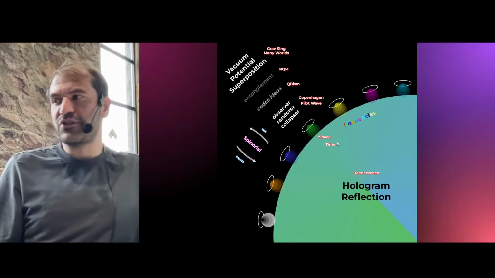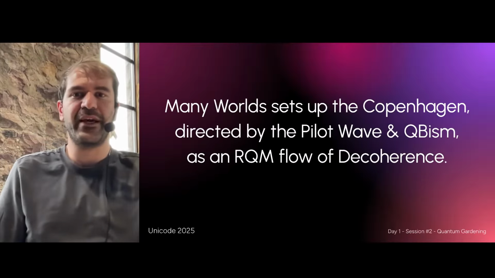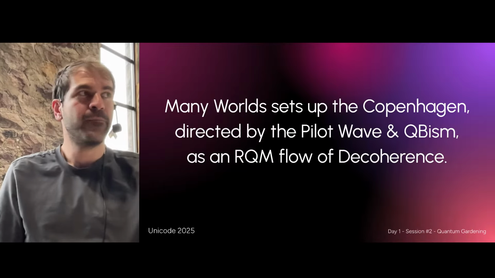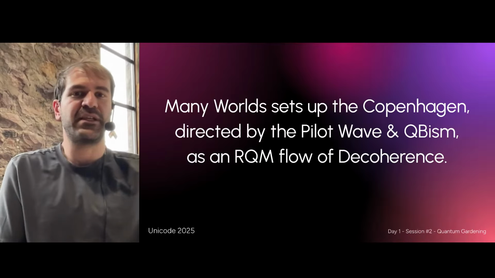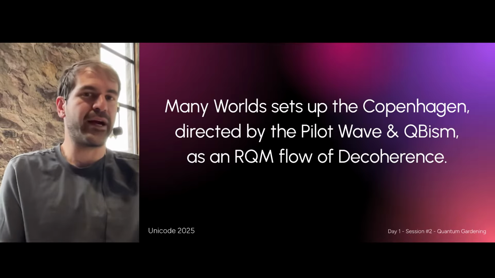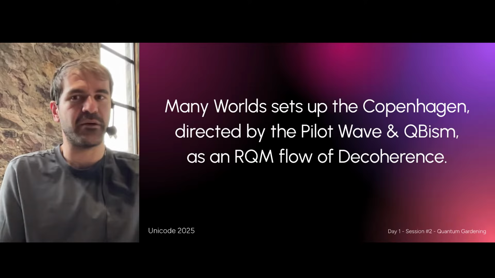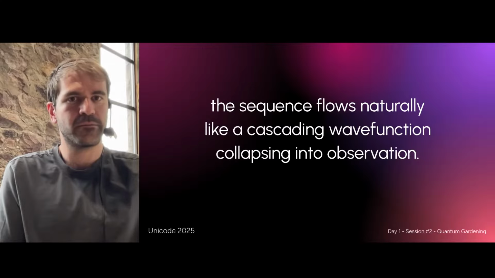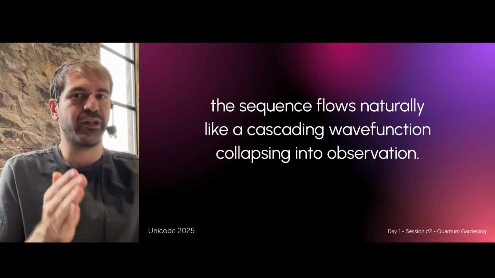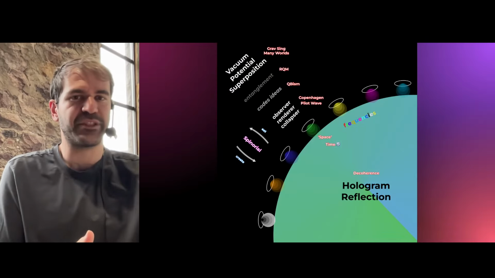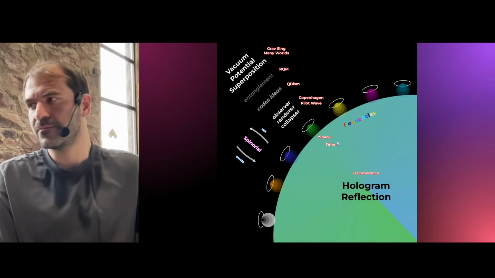So this visual should communicate this line right here. Many worlds sets up the Copenhagen directed by the pilot wave in cubism as an RQM flow of decoherence. The sequence flows naturally like a cascading wave function collapsing into observation.